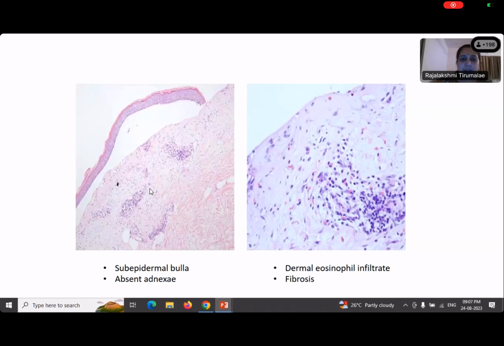But remember, I told you this is a biopsy from the scalp, and you have seen a scalp biopsy earlier, the pemphigus case. What is missing? You're not seeing hair follicles. You're not seeing any adnexal structures, isn't it? So they are absent. It looks like there is scarring or fibrosis, and this has retracted, right? So it looks like there's a lot of fibrosis, and there are these eosinophils.